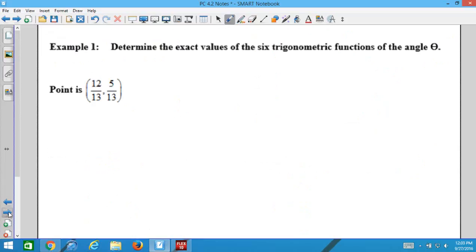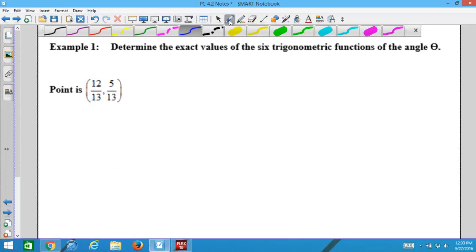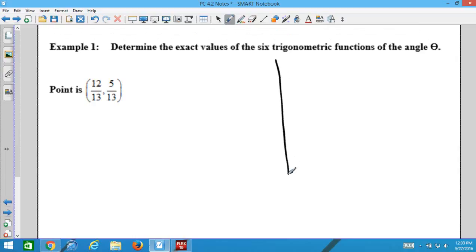All right, example 1, determine the exact values of the 6 trigonometric functions of angle theta. And they've given the point. So I'm looking at this point. Which quadrant is this point located? 1, right, because they're both positive. X and y both positive.